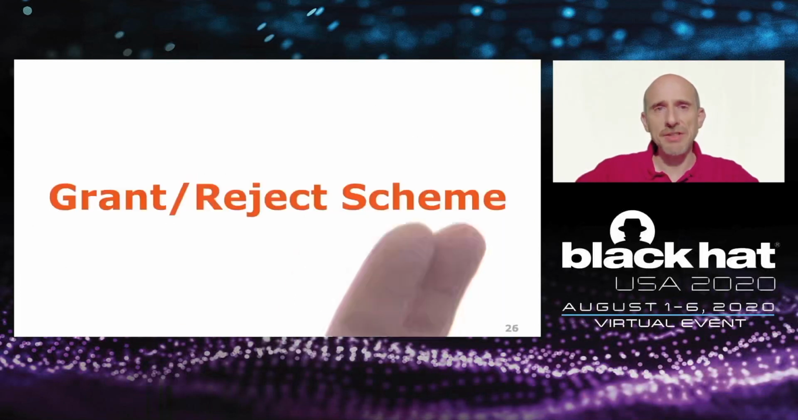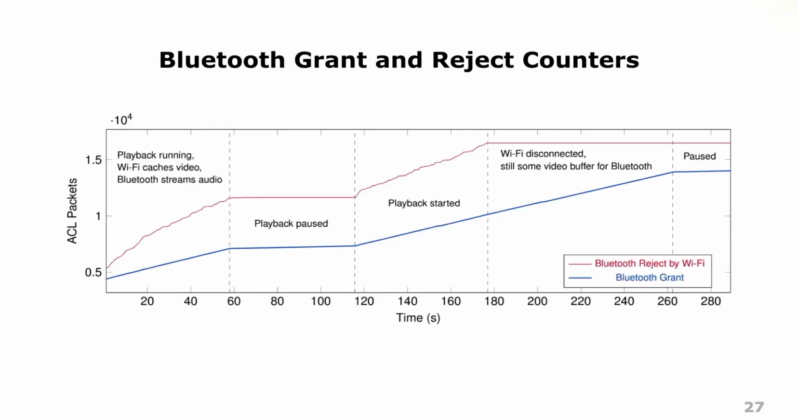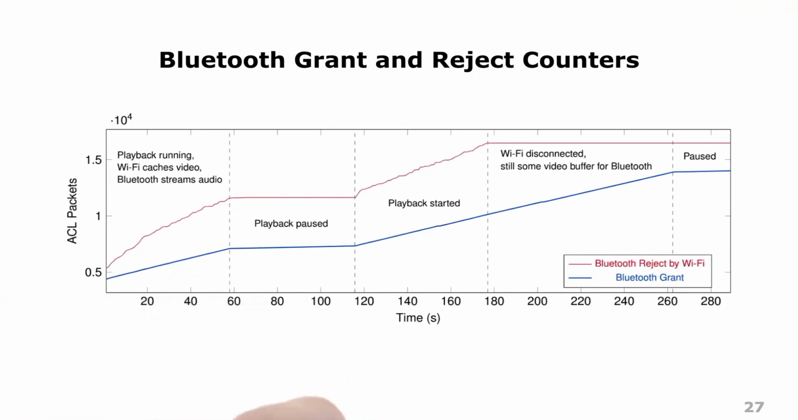So what about the grant-reject scheme? For studying the SECI protocol, we focused at first on the grant-reject counters that are kept by the Bluetooth firmware and that we can collect by using vendor-specific HCI commands. Every time the Bluetooth has something to transmit, it checks the last grant indication received from the Wi-Fi, and if access is granted, then Bluetooth transmits and increases the grant counter. Otherwise, it increases the reject counter. In this scenario, we are watching a movie that we download over Wi-Fi, listening to audio over a Bluetooth headset. At the beginning, we see both grant and reject counters are increasing almost linearly.